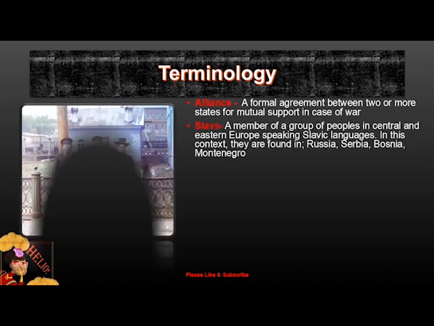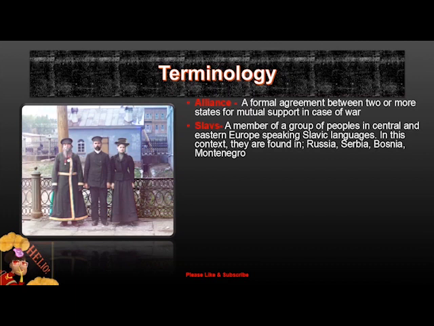Next up, we have Slavs, and there's a picture of Slavs that reside a lot closer to Russia. But in general, a Slav is a member of a group of peoples in Central and Eastern Europe speaking Slavic languages. And in this context, they are found in Russia, Serbia, Bosnia, and Montenegro. But they're actually found in many other places. It's just that they don't really come up in the book, so it's not really important for you to know. Just know these are the main places that Slavs come from.